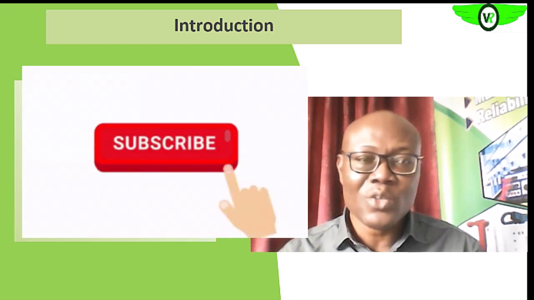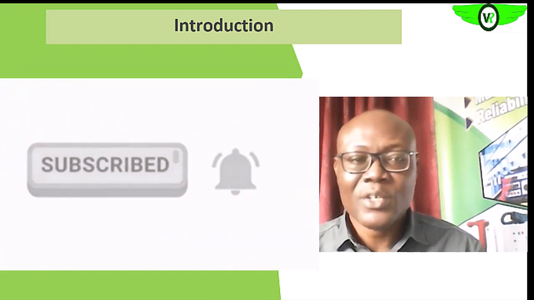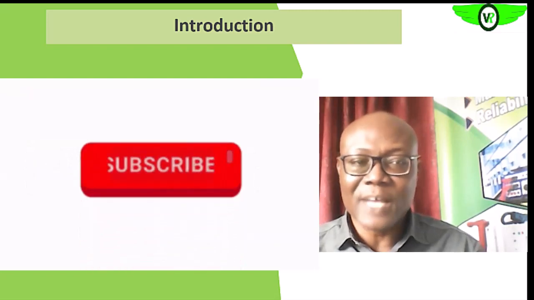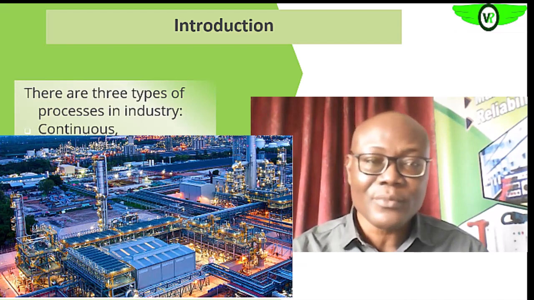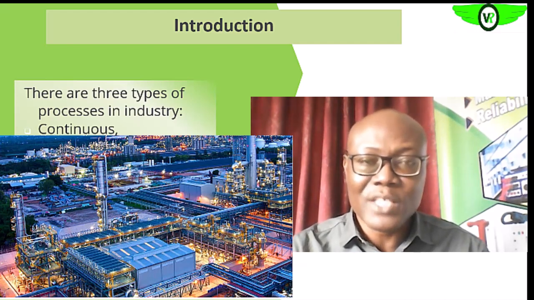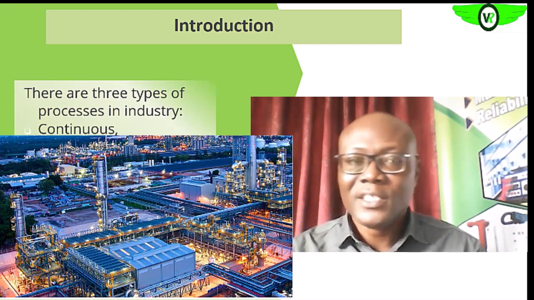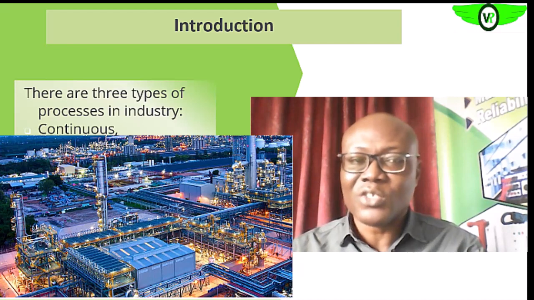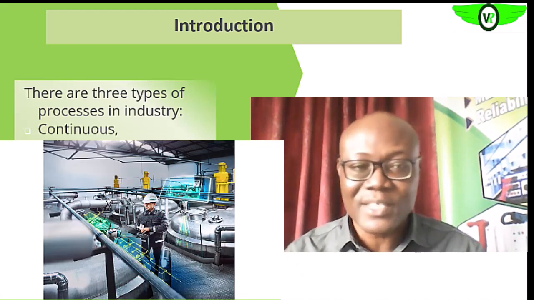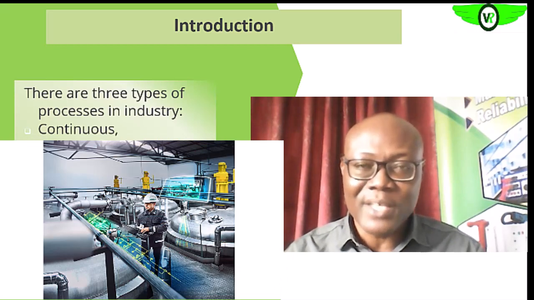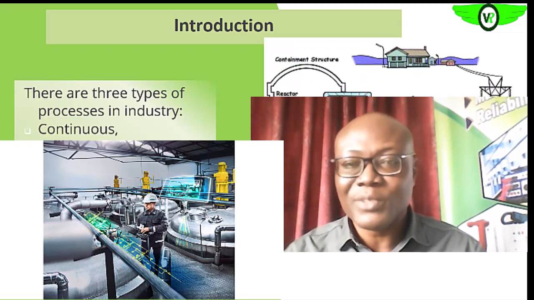So let us also look at the types of process industries that we have. We have basically three types. We have the continuous process. This is the process industries where raw materials are continuously fed into the process and products are continuously removed from the process at the same time. A good example is the power industry that we saw earlier, and the refining and petrochemical industry.